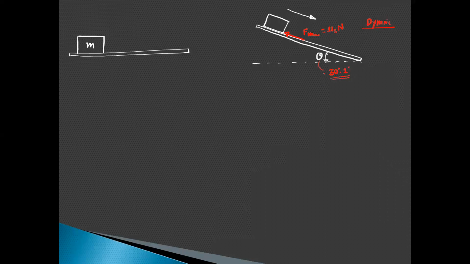So we have to find out the limiting condition. 30 degrees will be the limiting condition; here I have just taken 30 degrees as an example. So let us take theta as the limiting condition, and at this condition we have the maximum frictional force and the object is on the verge of motion. At this condition we will try to draw the free body diagram. So here I will draw the free body diagram.